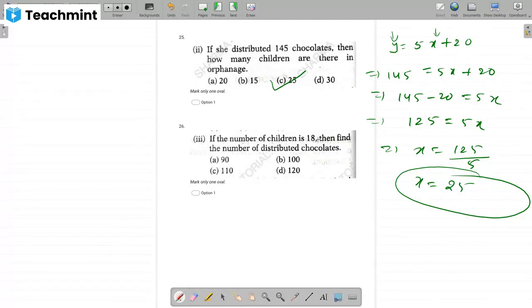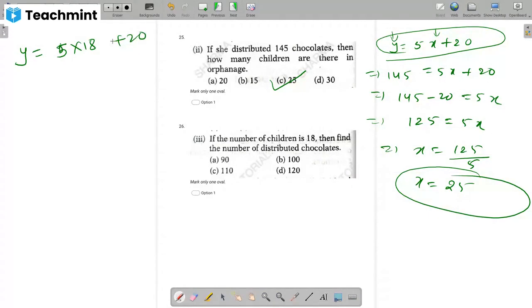If the number of children is 18, then find the number of distributed chocolates. In this equation, y is the number of chocolates, and x is the number of children. So if the value of x is 18, then what will be the value of y? How will you find this? We'll simply put the value of x, 18: 5 multiplied by 18 plus 20.